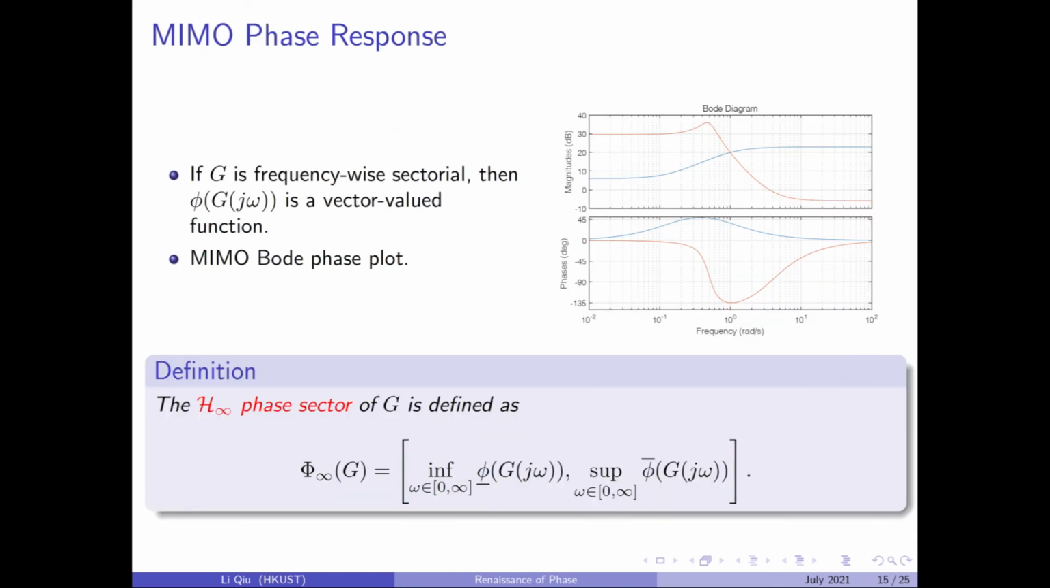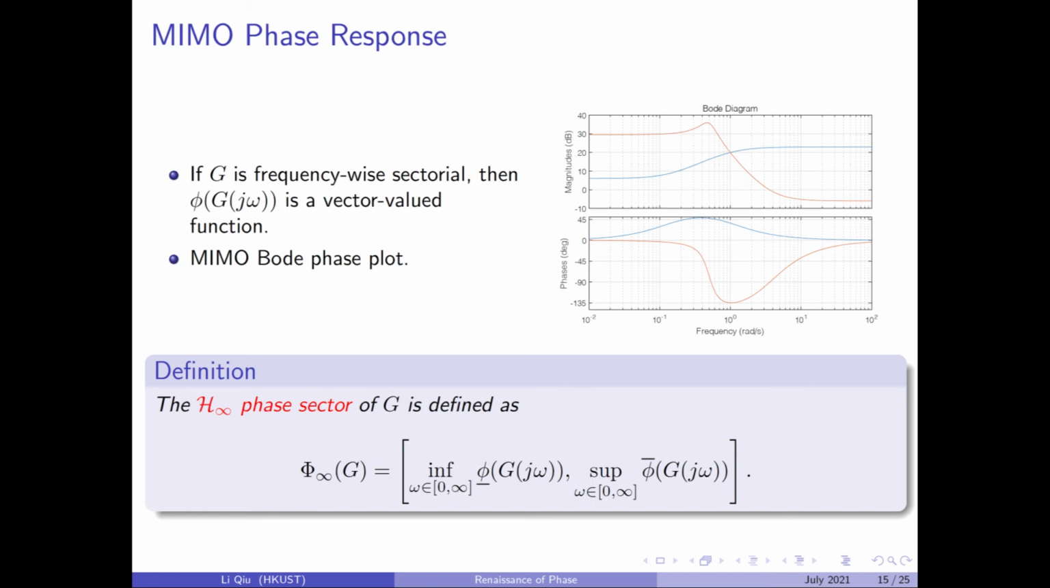Now, suppose that you have a frequency-wise sectorial system. Then of course you can compute the phase at each frequency. The phase is a vector. Actually, it's a vector-valued function. You see that you can plot it like this Bode phase plot. This completes the Bode diagram for a MIMO system.